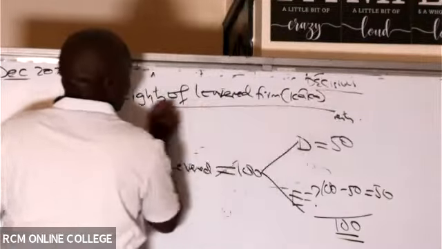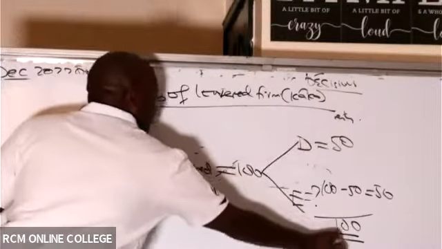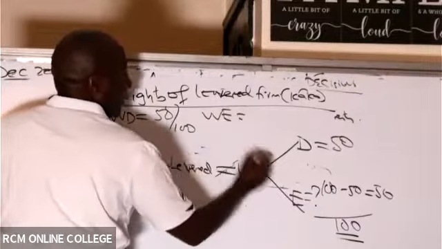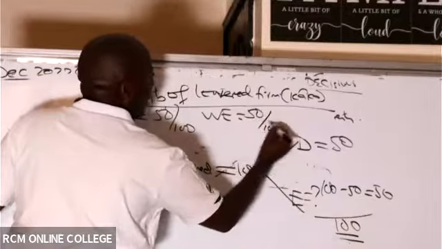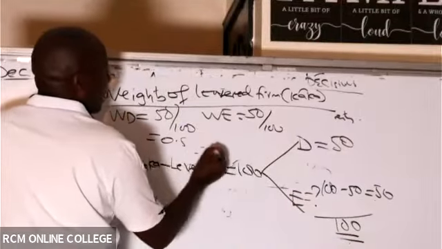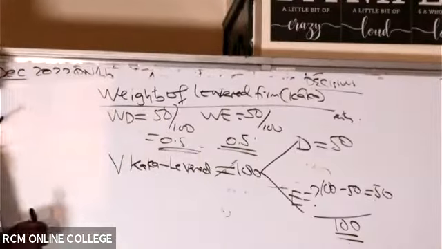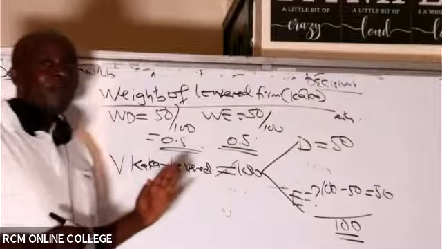Let's remind ourselves. So then we have here the weight of debt. The weight of debt will be 50/100. Then we have the weight of equity. I know the equity value, it's 50/100. So this gives me 0.5. So the weight of debt is 0.5, and the weight of equity is 0.5.